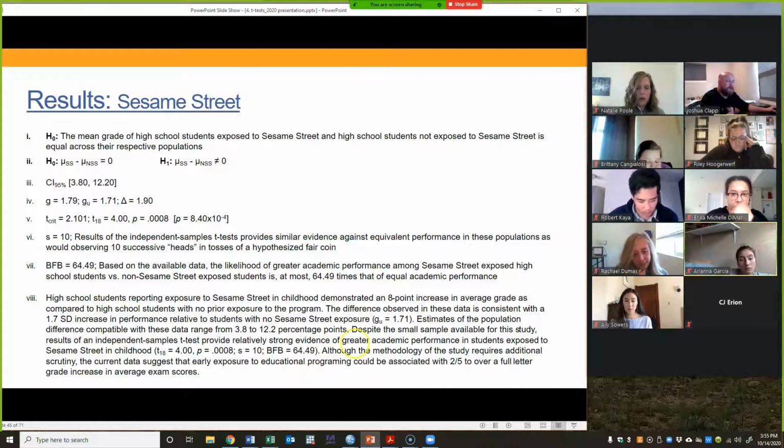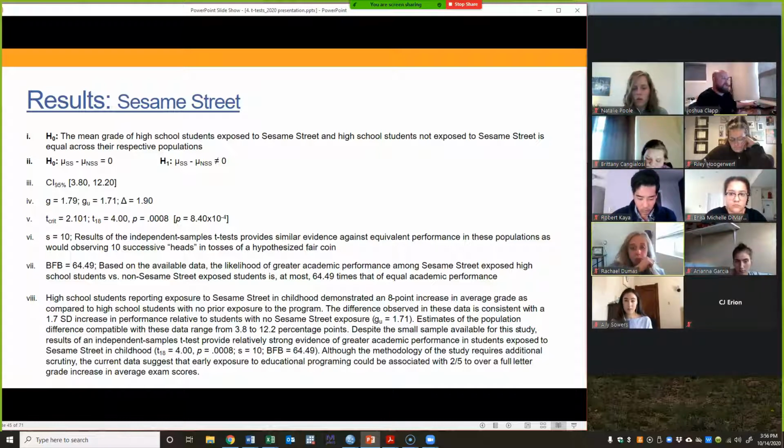Where did I get that 2/5 to over a full letter grade? How did I pull that in? Is that you interpreting your confidence interval? Yep. It's me putting my confidence interval into terms that are going to make some sense to people, right? So if I figure a letter grade is 10 points, on a standard scale, 90 to 100, 80 to 90, 70 to 80, and so on, right? If I take my low end of 3.8 and divide that by 10, I get a value of 0.38, which is a little under 2/5. A fifth is 0.2. 2/5 is 0.4.